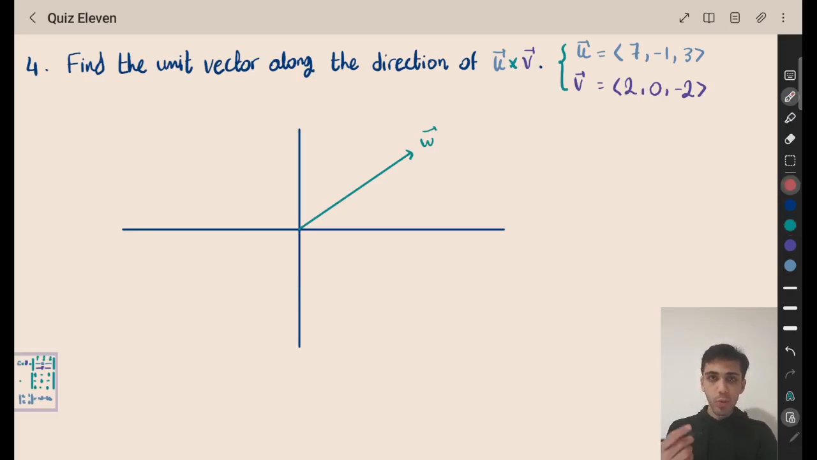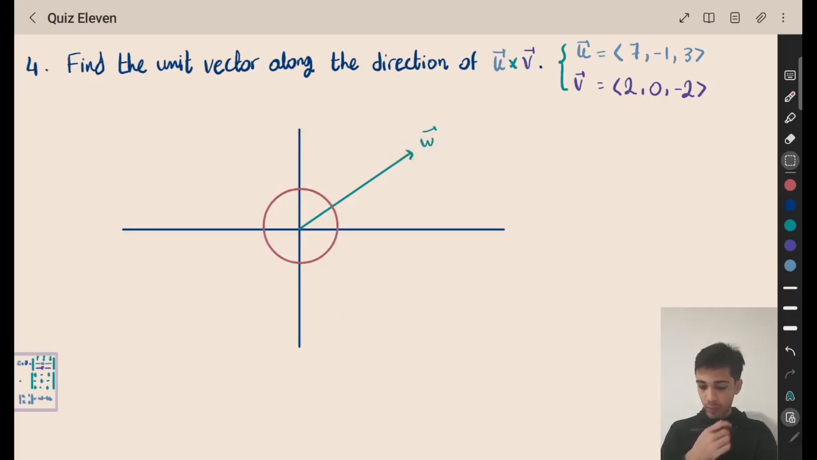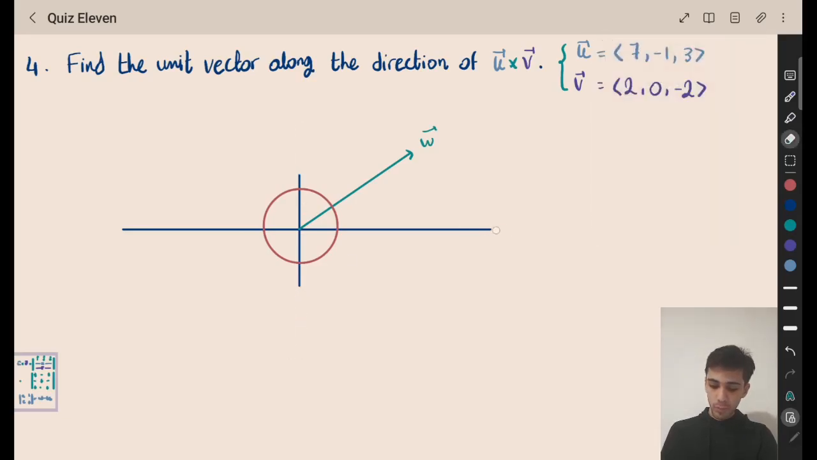Well, unit usually means 1. Usually means something that's standard. Probably that is going to be the case. I take this vector and I normalize it. By normalize it, I mean I bring it down to standard length.